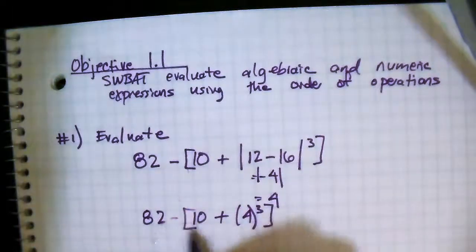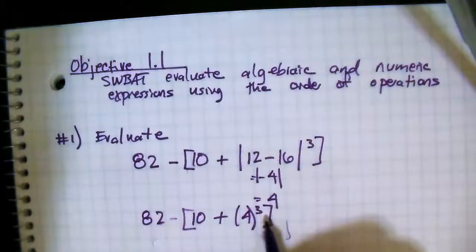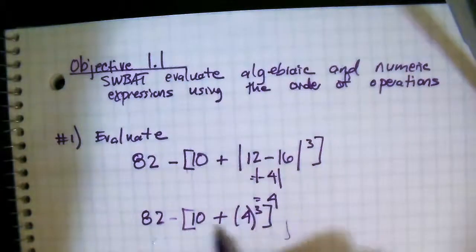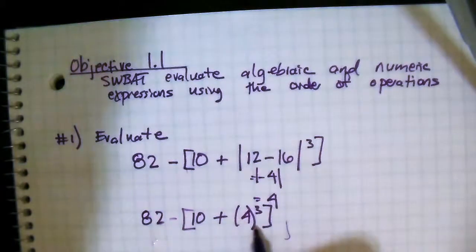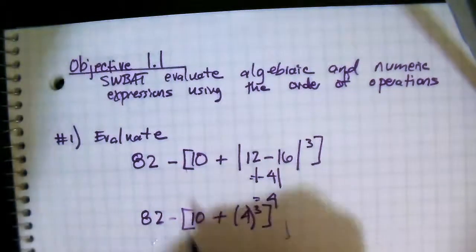Let's see, any grouping symbols? Yeah, we still have these brackets. Within the brackets, we check again. There's no more grouping symbols other than those parentheses I added. So after that becomes exponents. I see a cubed here, so we're going to do that next.